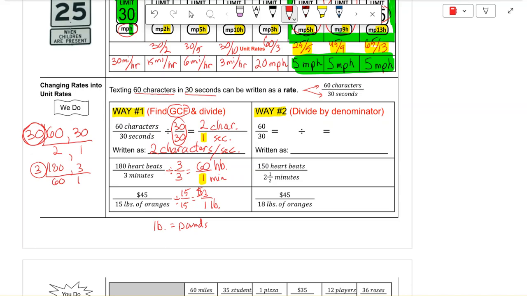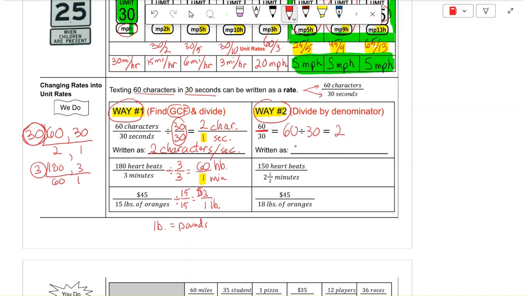All right, so that's how you do way 1. But I favor way 2. Let's see if you like it better. Divide by the denominator. So just say what this says. This says 60. This line means to divide by 30. So let's write it down. 60 divided by 30. And that is 2.